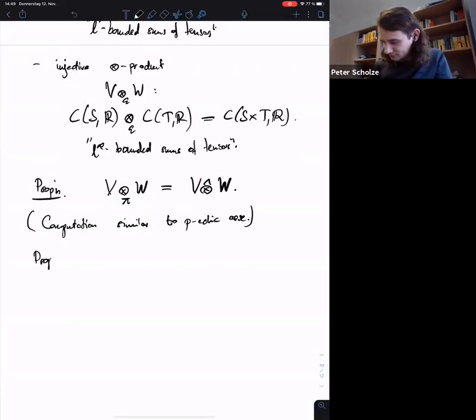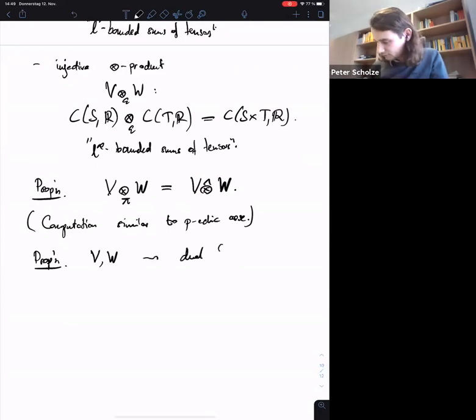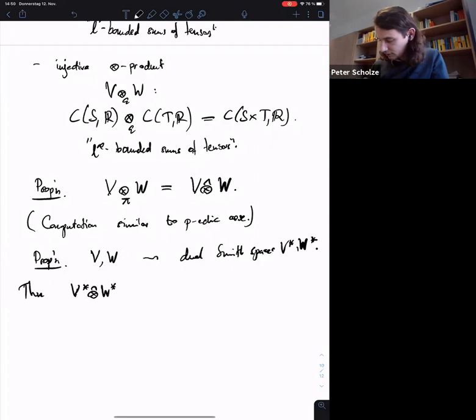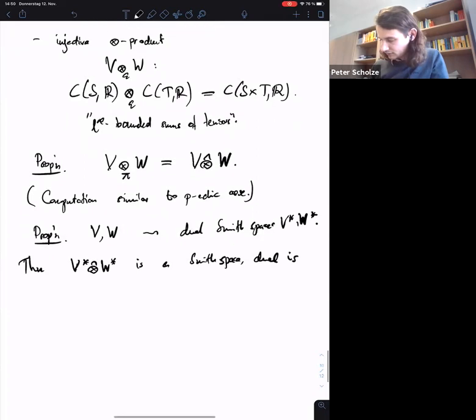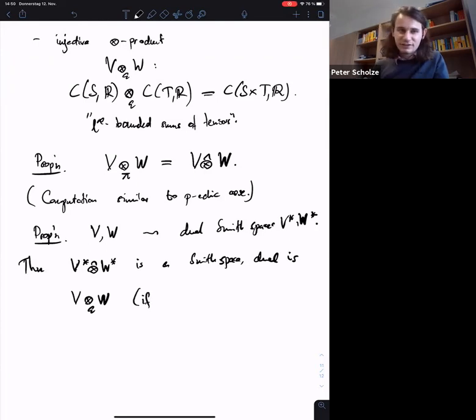But on the other hand, we had this duality with Smith spaces, right? So V and W give rise to dual Smith spaces. And then the complete tensor product of those is again a Smith space. And the dual is the injective tensor product. This is not quite true in general, but it is almost true in general: it holds if one of V and W satisfies the approximation property.